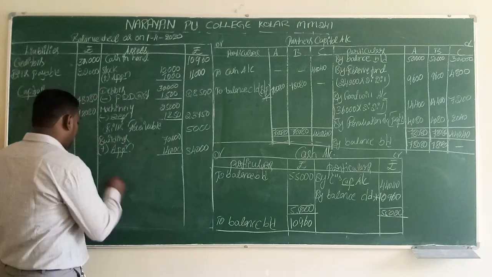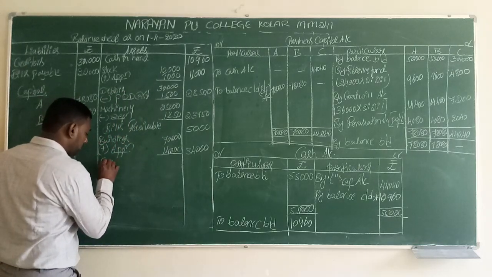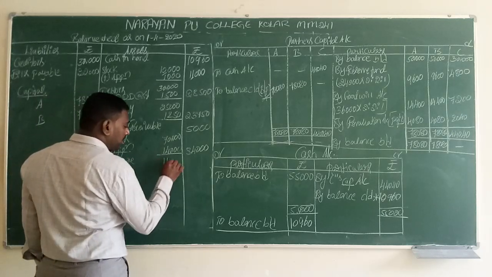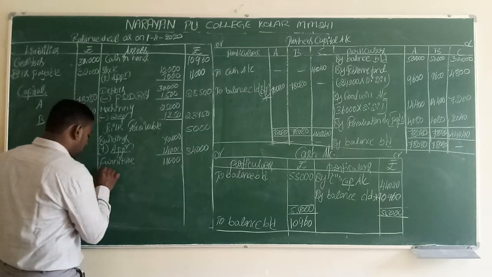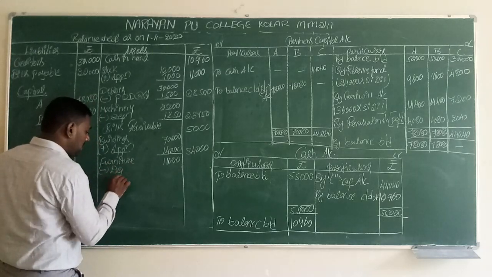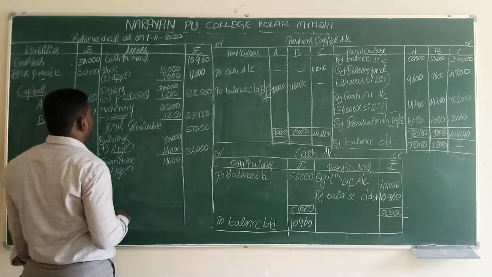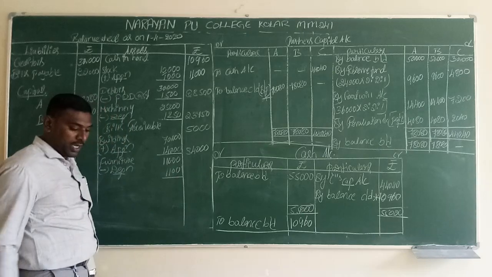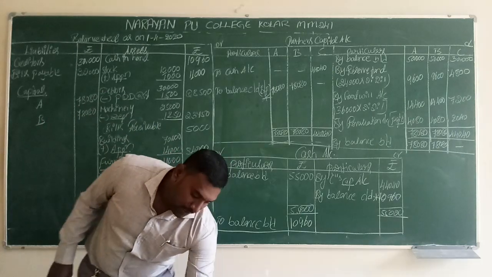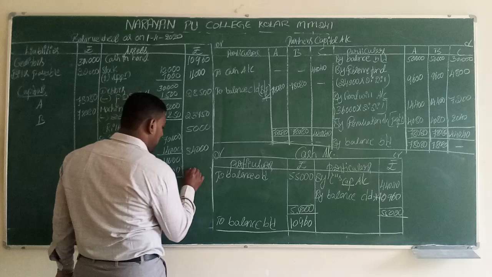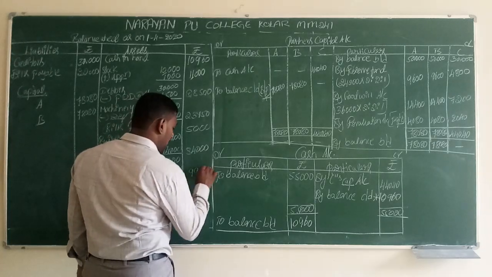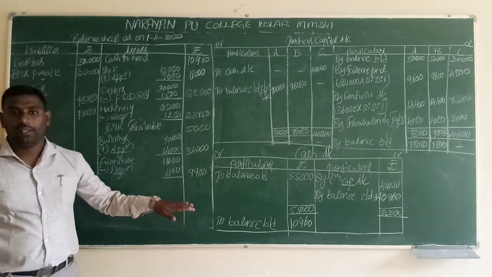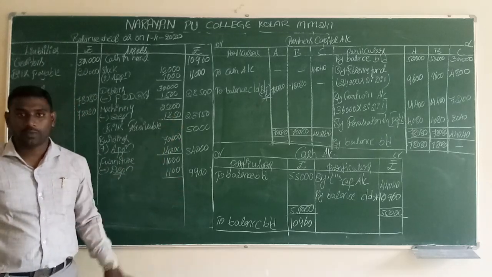Next point they are given furniture. The value of furniture is 11,000. We should write in the inner column because for this also there is an adjustment, minus depreciation. So 1,100 is the depreciation. 11,000 minus 1,100, we will get the value of 9,900 rupees. So we will fulfill all the conditions which are available in the previous balance sheet.